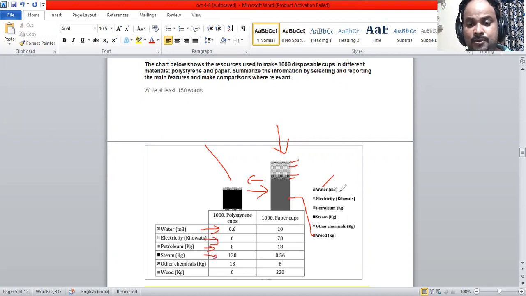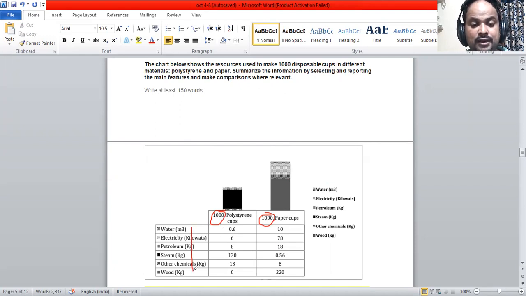Clear picture. There is no scale here, so the scale is given here. You can say that this is 1,000 paper cups and 1,000 polystyrene cups. The making of 1,000 polystyrene cups and 1,000 paper cups. In order to make 1,000 polystyrene cups, these resources are needed. In order to make 1,000 paper cups, these many resources are needed, and these quantities are represented here in the picture.